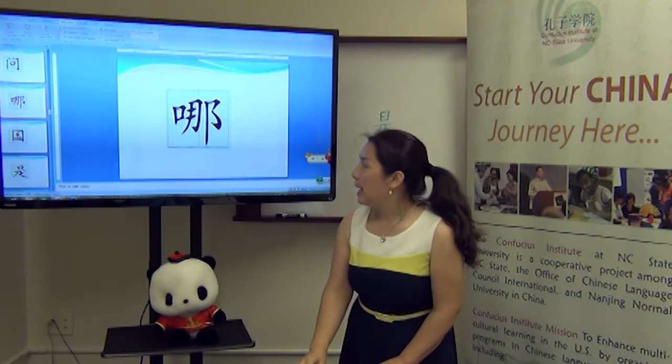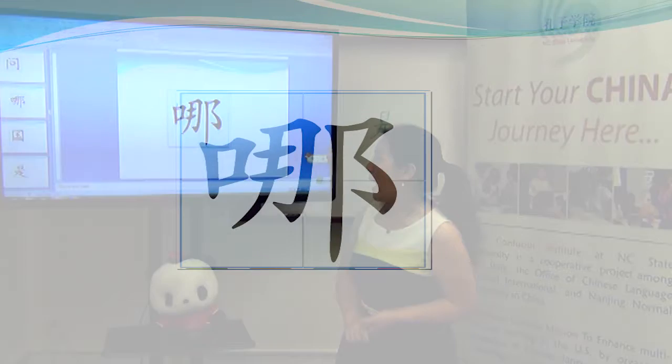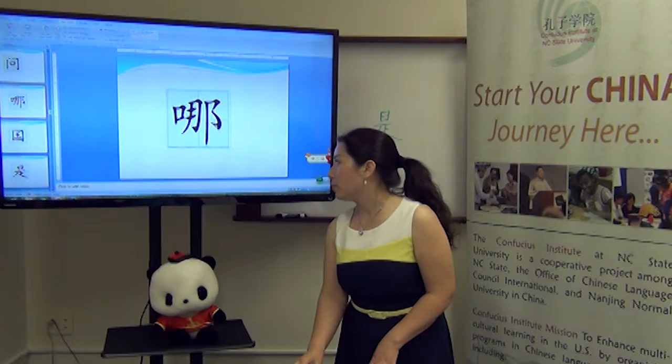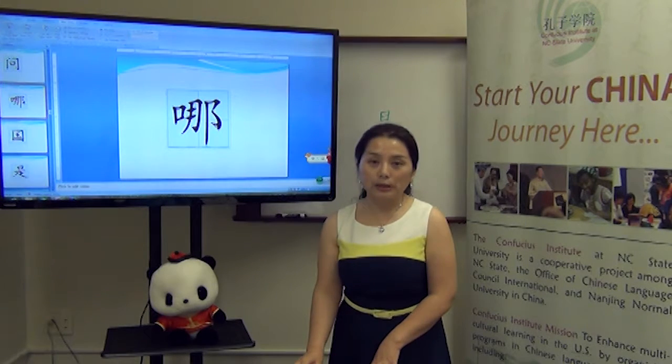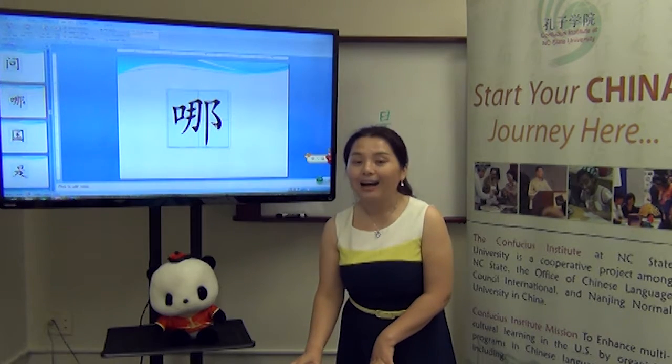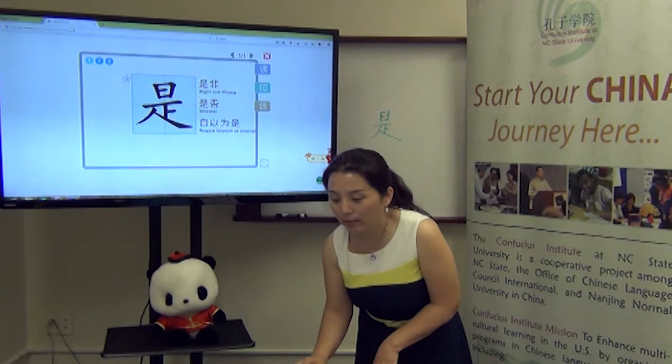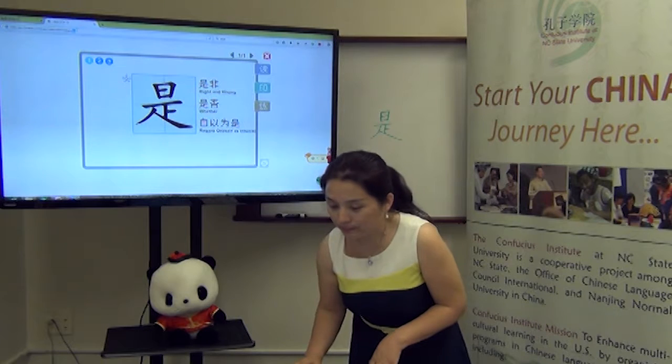And this is 哪, as in 哪国人. So we have the mouth part. You are asking a question, and then we have the ear part, and in fact this part, the middle and the right part, is pronounced na. Now let's write this character together.